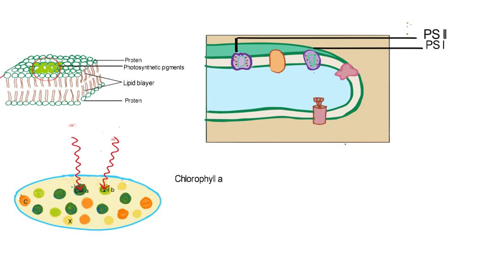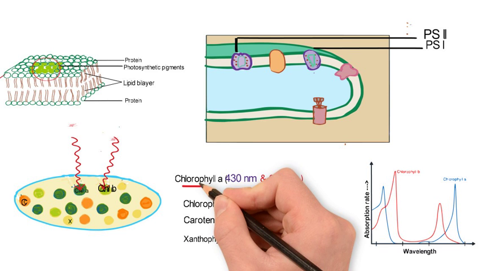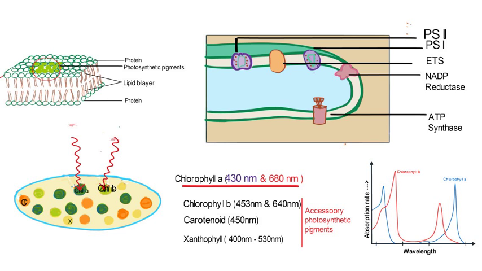Chlorophyll A absorbs only violet, blue and red light of wavelength 430 nm and 620 nm. Chlorophyll B absorbs blue and red light of 453 nm and 640 nm. And xanthophyll, carotenoids, other photosynthetic pigments also absorb some light, but the maximum rate of absorption is shown by chlorophyll A, and the rest of the pigments are thus called accessory photosynthetic pigments. There are also other transmembrane proteins across the thylakoid membrane, which are the electron transport system and the ATP generating protein called ATPase.